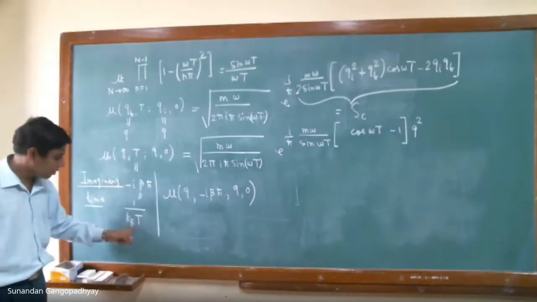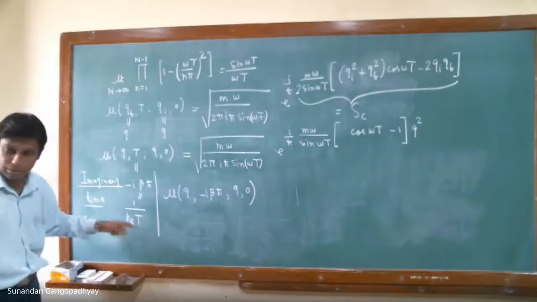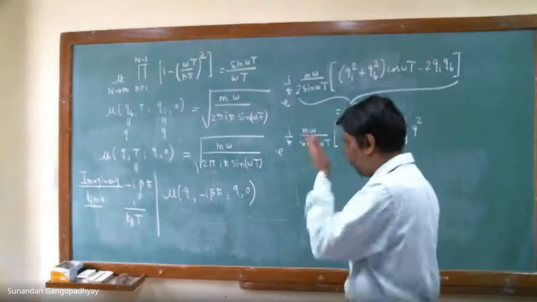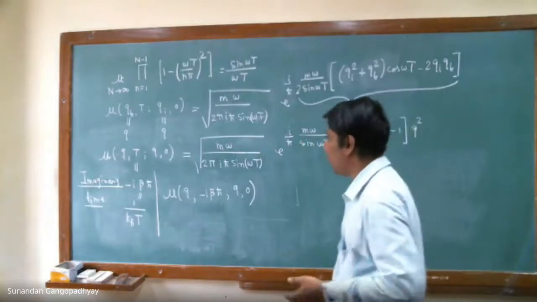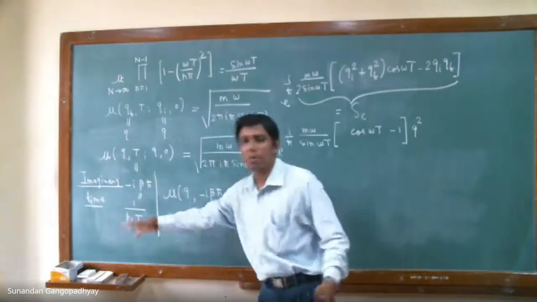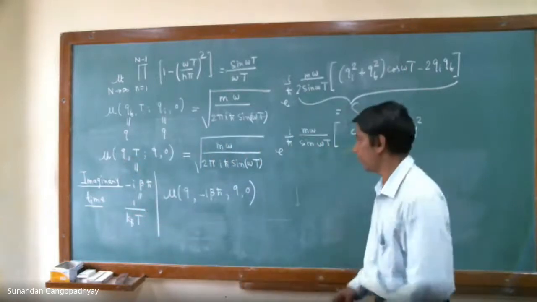Kb is the Boltzmann constant. This is temperature. This is not the time interval, please. So you should be careful about the notation. If you have any confusion, then you can make this tau and call this tau as temperature, whatever you feel like.